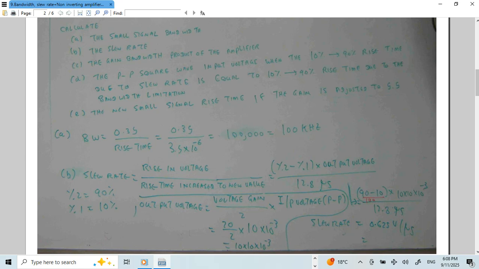Okay, the rise in voltage we can calculate. Rise in voltage means percentage 2, the second condition percentage, minus the first condition percentage, multiplied with the output voltage. So this is the rise in voltage: percentage 2 minus percentage 1 multiplied with the output voltage.